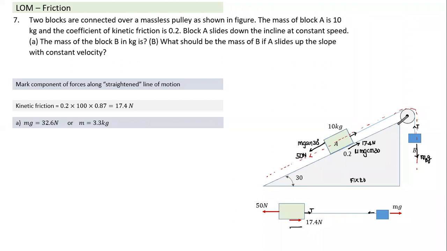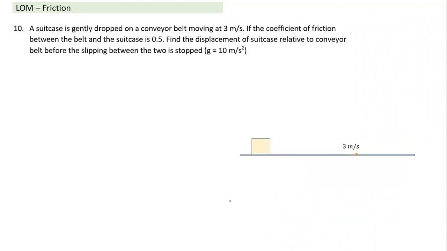And if the direction becomes reverse, this value mg will become 50 plus 17.4, which is 67.4. And 67.4 means the mass is equal to 6.74. That's what the change in the answer will be. So notice this, how quickly we could get an answer here. Friction force will change.